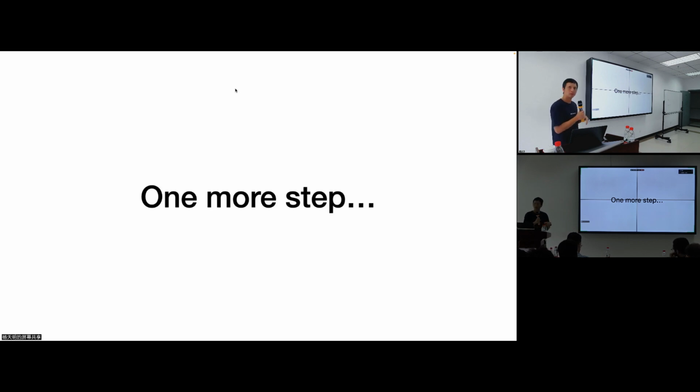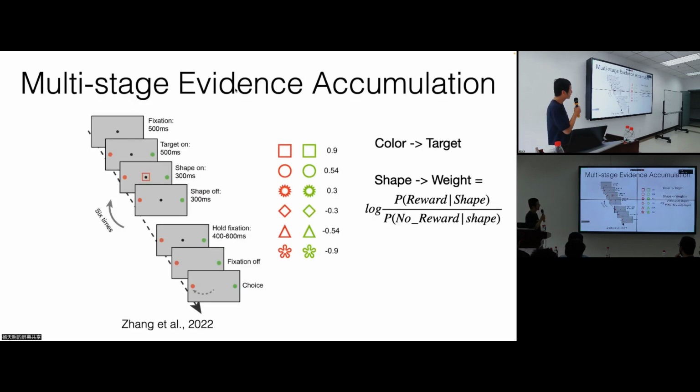Okay, so I have about 10 minutes, but then we take one more step forward to show you the LIP can do evidence accumulation in addition to SPRT or DDM. So in this case, we make this task even more complicated for the monkey. And here, we call it multi-stage evidence accumulation. So the task now is like this.